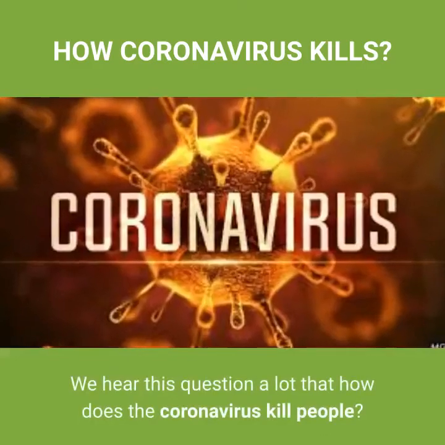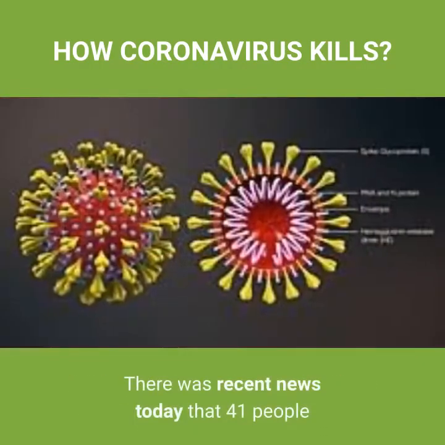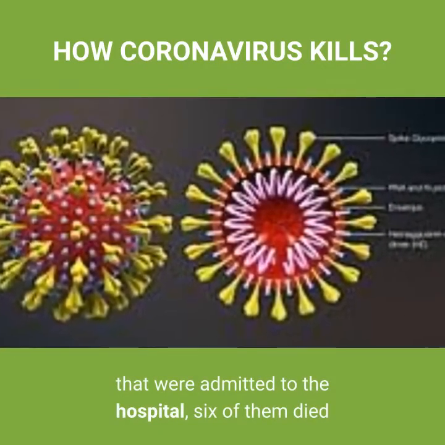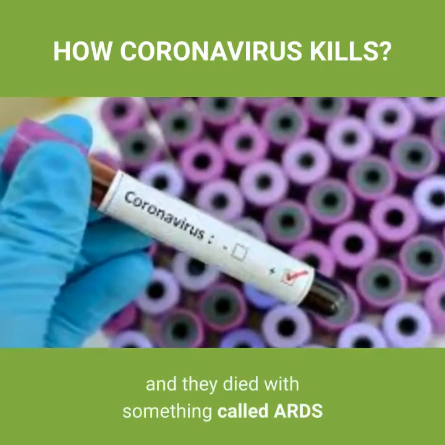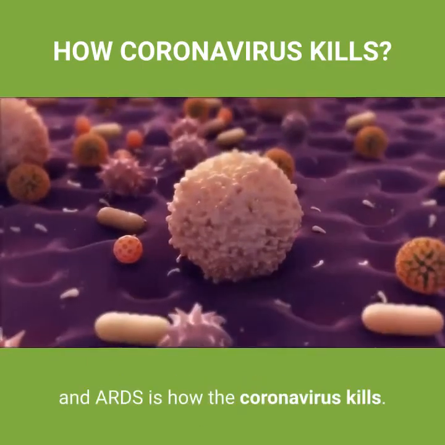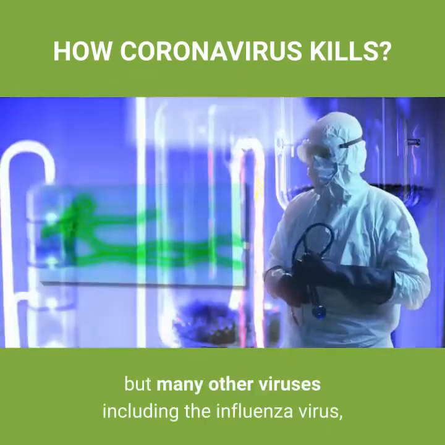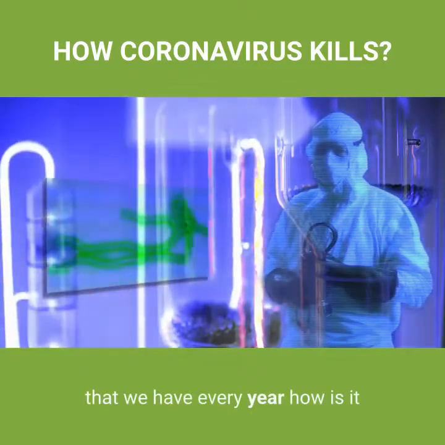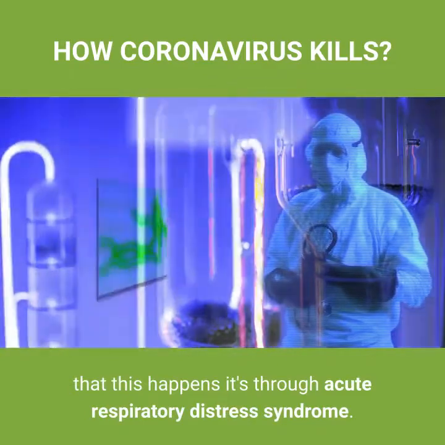We hear this question a lot: how does the coronavirus kill people? There was recent news today that 41 people admitted to the hospital, 6 of them died and all of them were on ventilators, and they died with something called ARDS, and ARDS is how the coronavirus kills. It's not just the coronavirus but many other viruses, including the influenza virus, that we have every year. How is it that this happens? It's through acute respiratory distress syndrome.